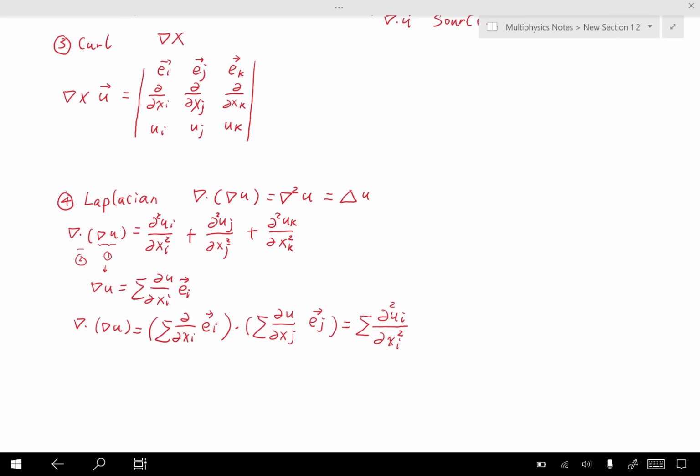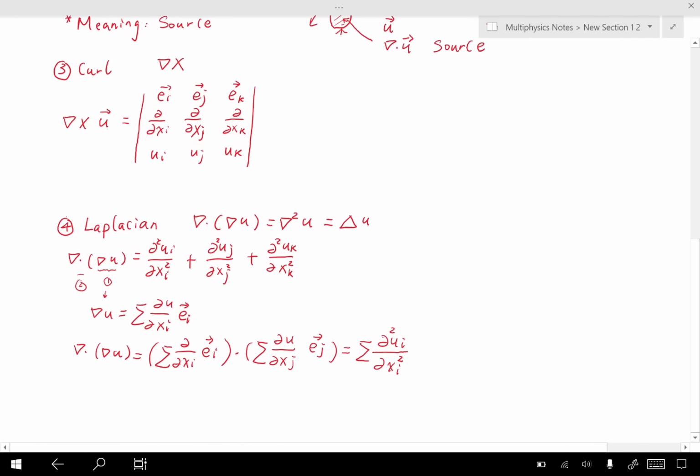Oh, back to here for the meaning of a curl. So curl also has a meaning. The meaning of a curl is a tendency of rotation.